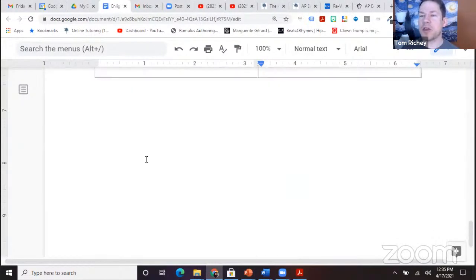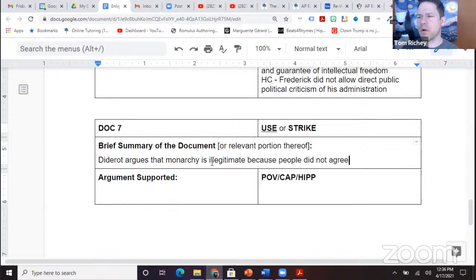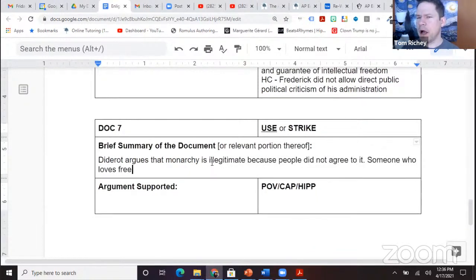So we go to document 7 and we look at Diderot. Okay, so when we look at document 7 and we look at Diderot, we see here that we have found a buddy. Okay, because Diderot argues that monarchy is illegitimate. Okay, so it's illegitimate because people did not agree to it. Okay. Someone who loves freedom would want to kill kings, not obey them. Okay. So not obey them.